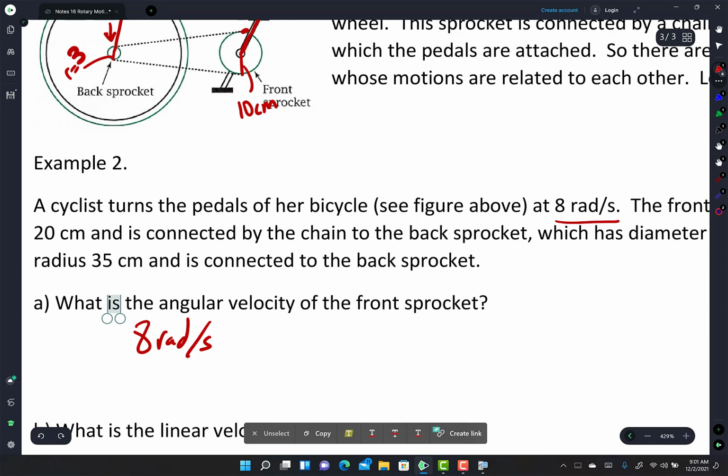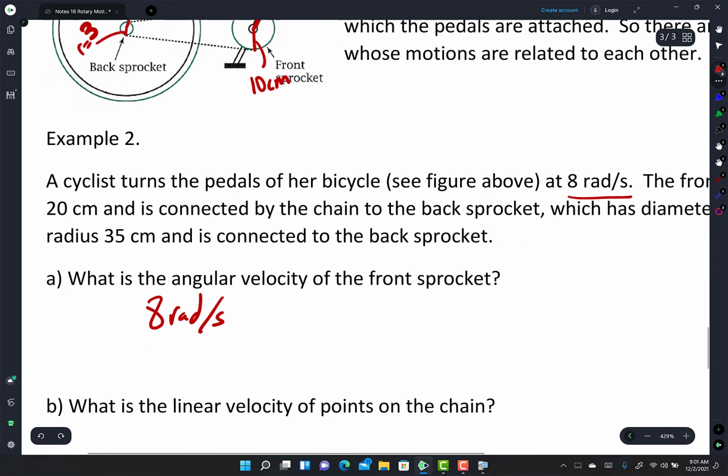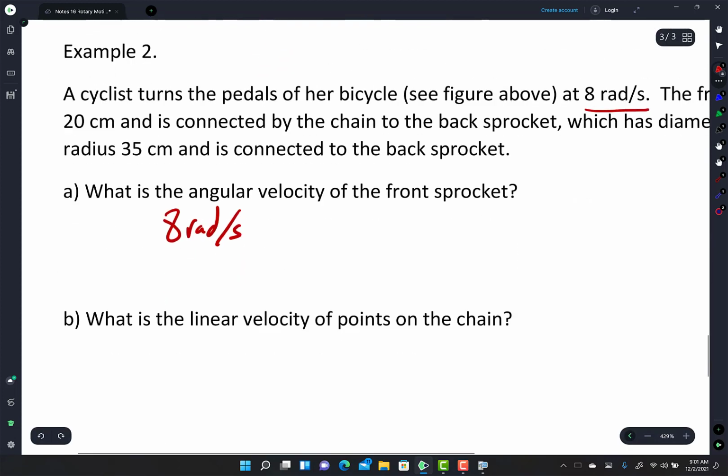What's up? Yes, she's hitting the pedals, and the pedals are attached to the front sprocket, so yes. Every time the pedals do 1 revolution, the front sprocket does 1 revolution. All right. Ask yourself that, guys. Whenever you get tired and you're like, what? I don't understand. If the pedals do 1 revolution, does the front sprocket do 1 revolution? Yes, perfect. So it has to be the same, 8 radians per second.